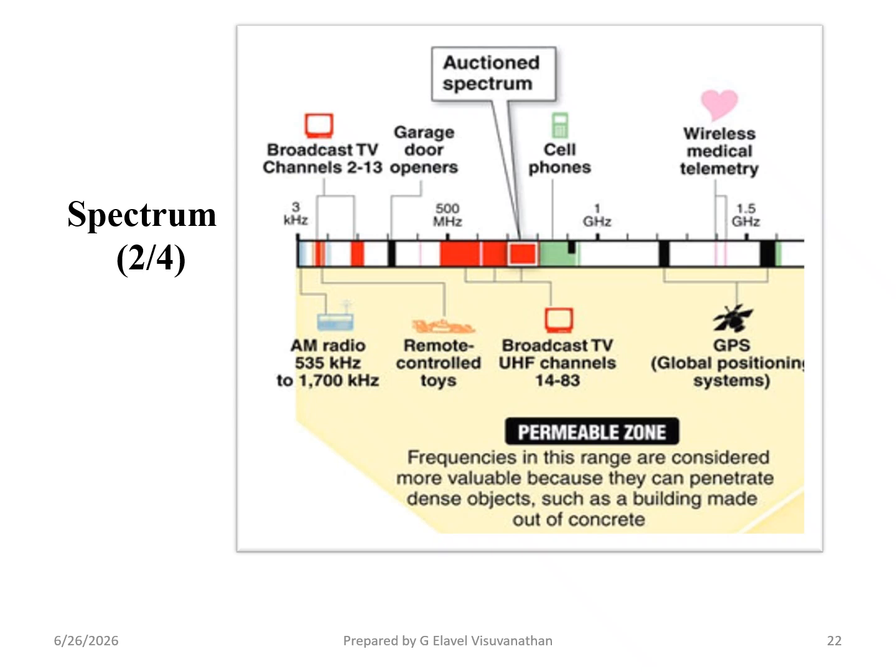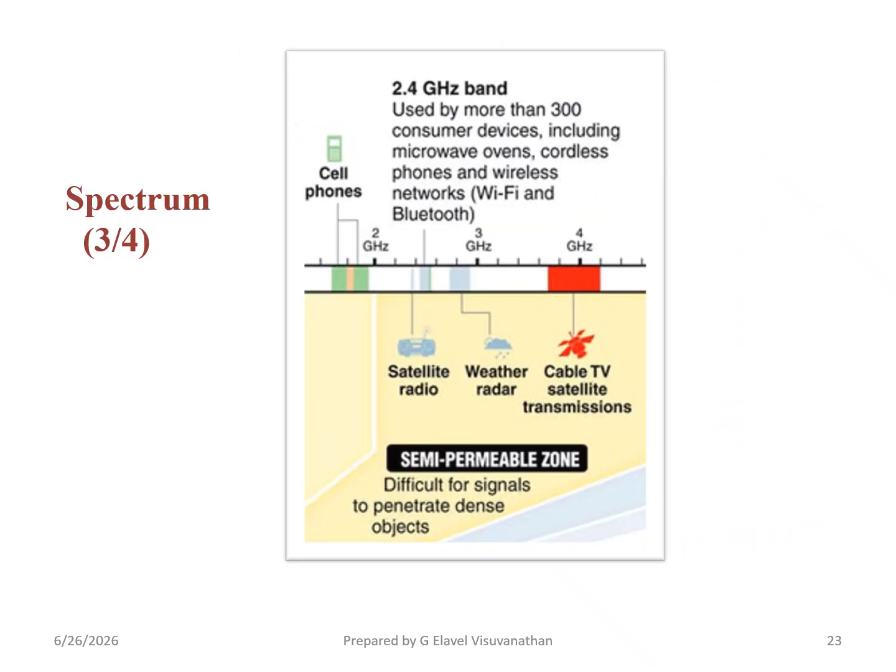Next, here we are going to consider the same thing. The first thing is that lower frequencies are used for broadcasting. Next, garage door opener. Next, cell phone. Next, wireless medical telemetry. In this aspect, they use this permissible zone. Permissible zone means it is the most valuable zone. It can penetrate buildings. So this is the semi-permissible zone.